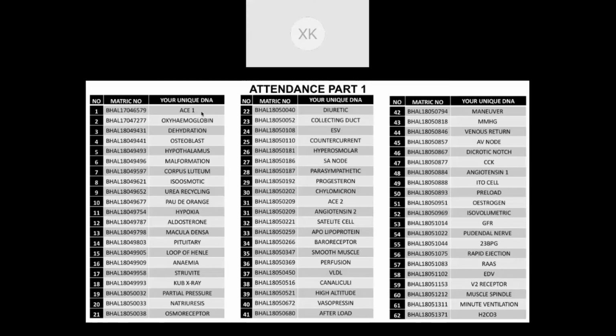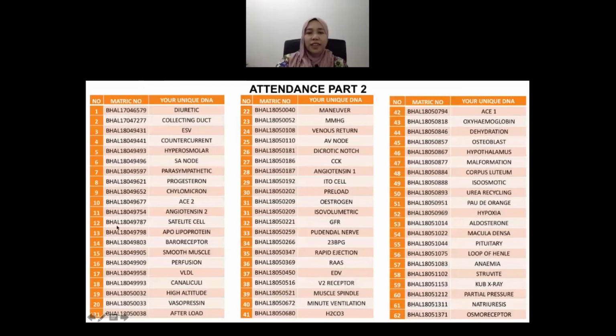Doctor, the unique DNA cannot write words. It must be number. Boleh. Okay. So saya tutup. Okay. So this one tak perlu. Yang tadi saja yang hitam tadi je.